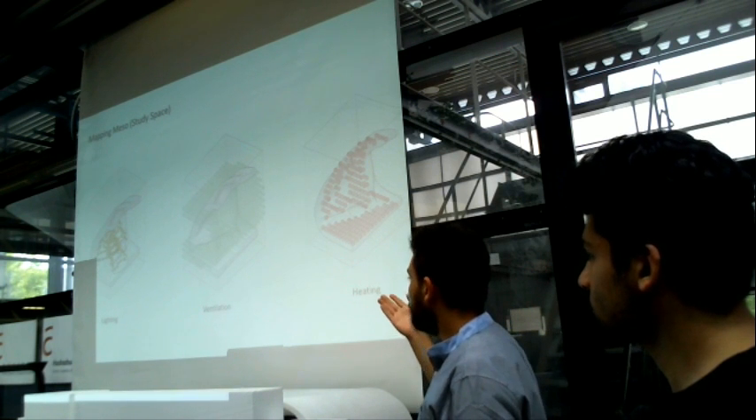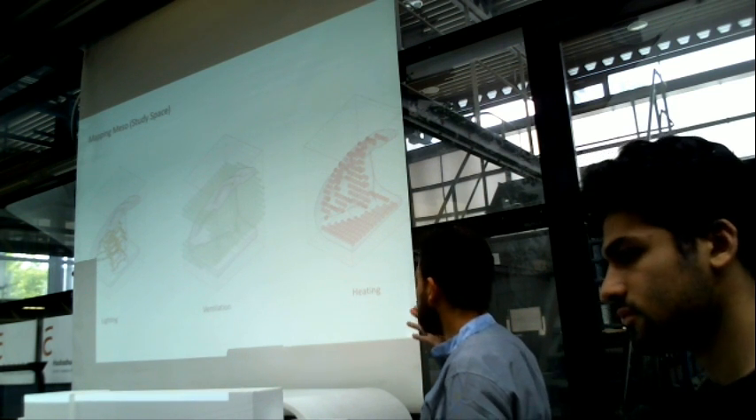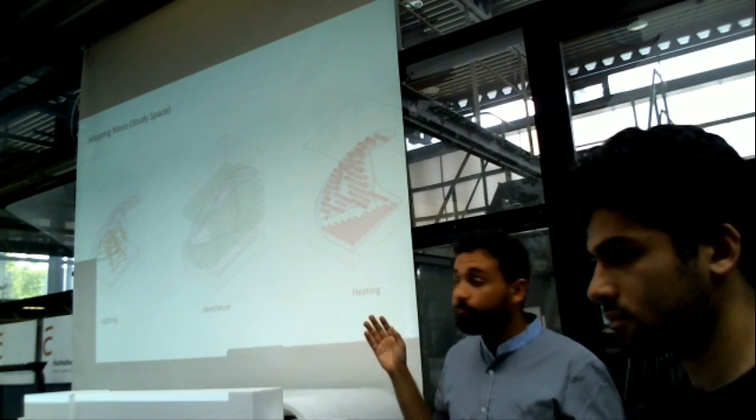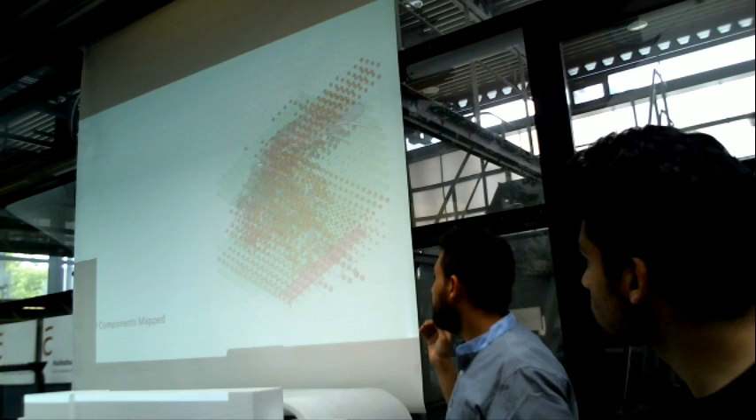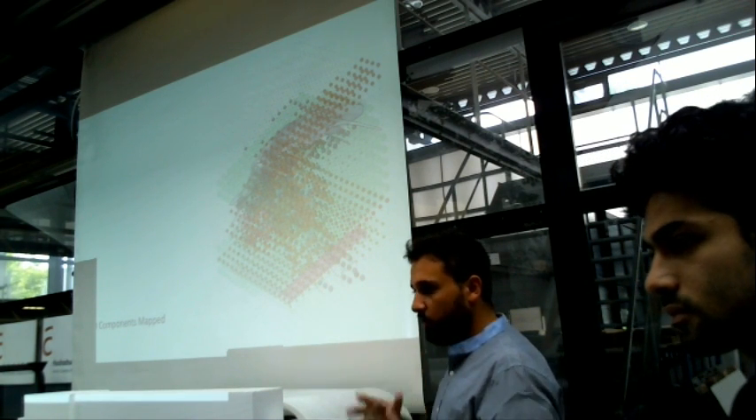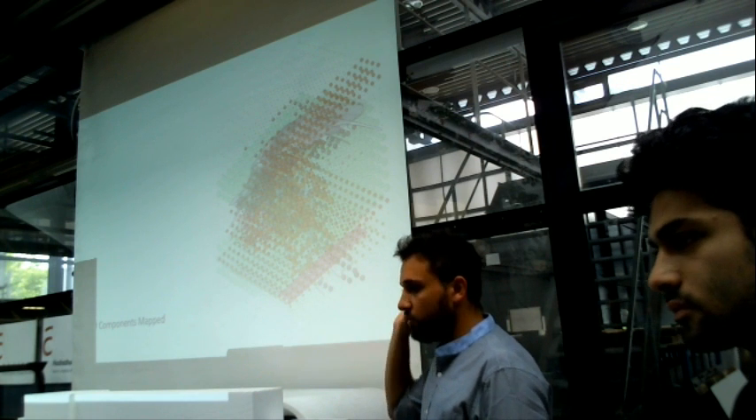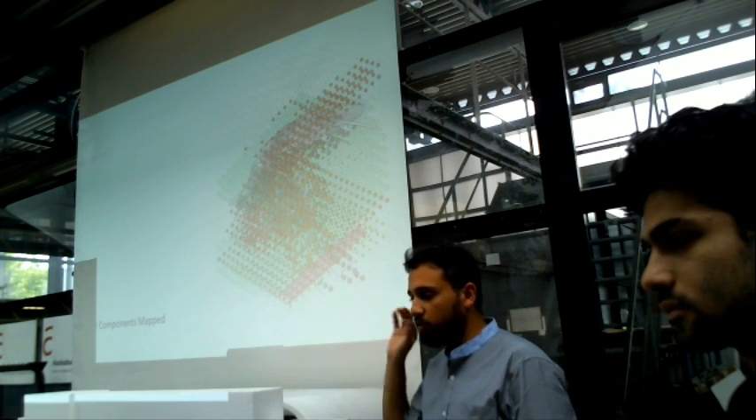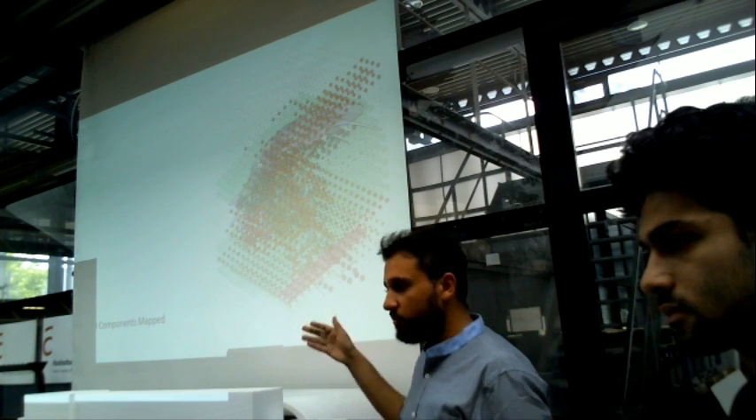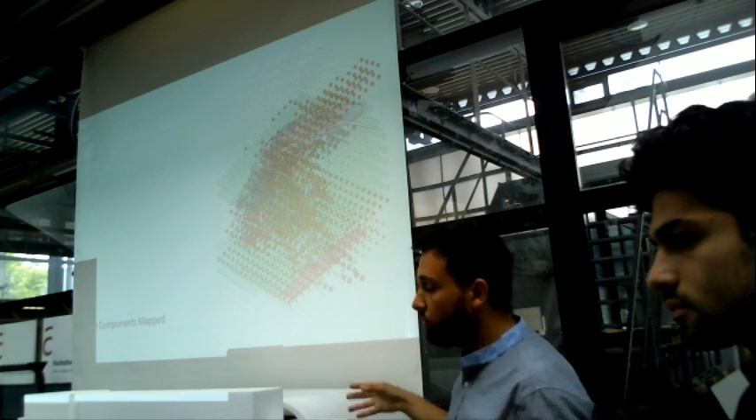And same as for the lighting and ventilation and heating. So at the last we came up with our maybe complex point cloud, where each point in this cloud has its own characteristics based on the previous mapping for lighting, ventilation, and so on.